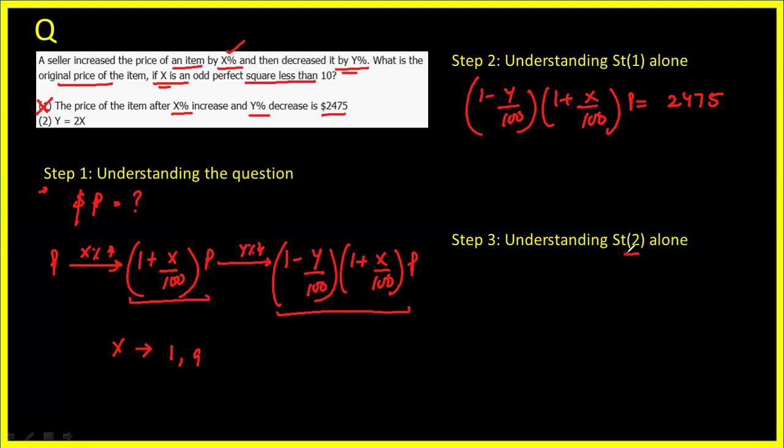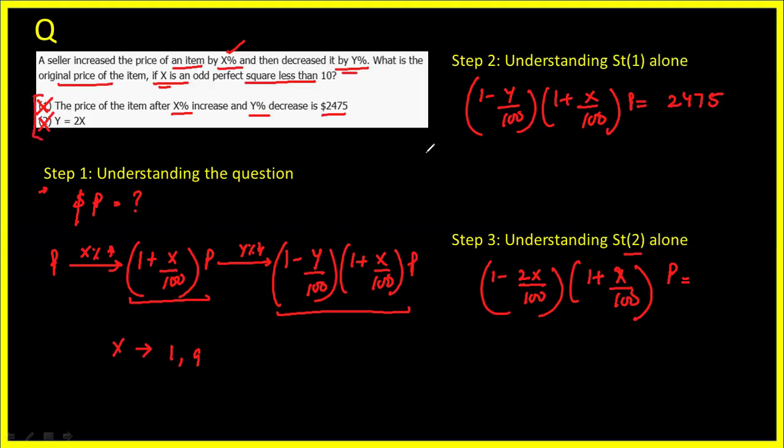Let's understand statement 2 alone now. Y is equal to 2X. So in this, the Y part is 2X. That means (1 - 2X/100) times (1 + X/100) times P. That's the final price. We do not know how much the final price is and hence cannot find the value of P. So we can say that from statement 2, P cannot be calculated. Why? Because we do not know the value of X. It could be 1, it could be 9. So nothing can be calculated about the value of P. So the second statement is not sufficient.